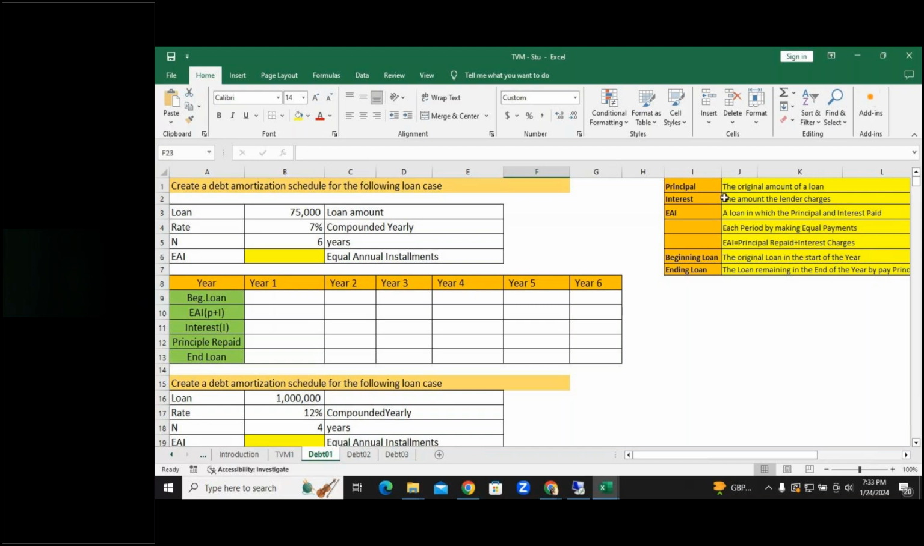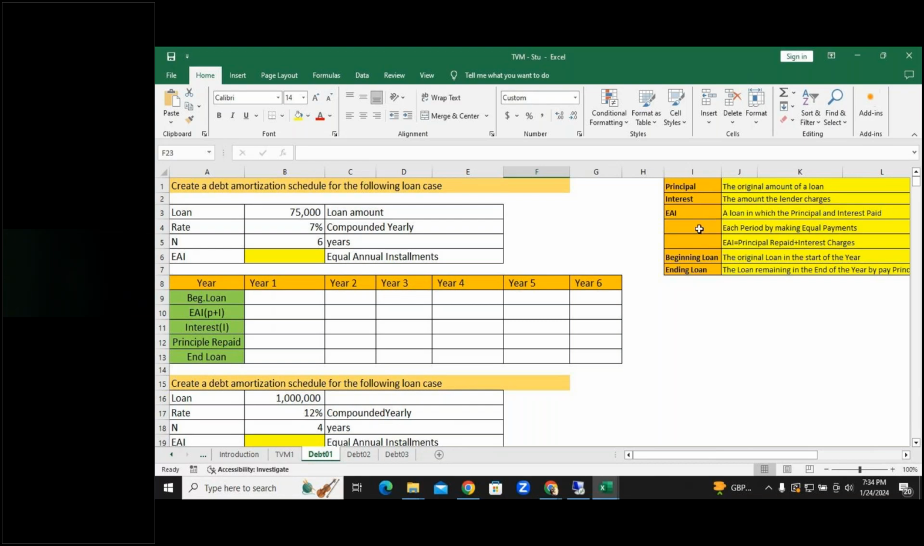So here, when we have to create the debt amortization, the principal is the original amount of loan. So what is the loan amount that I am taking? Interest, if you see, is the amount of lender's charges. So it is the extra money that I have to pay to my lender.